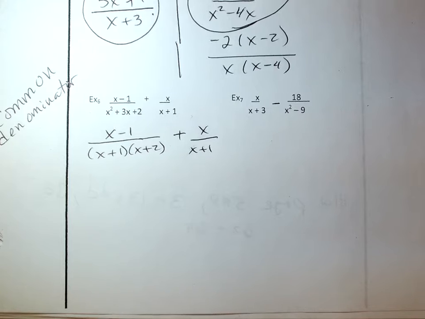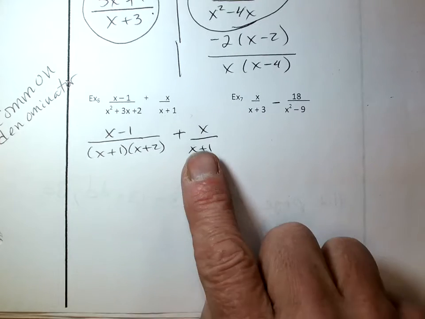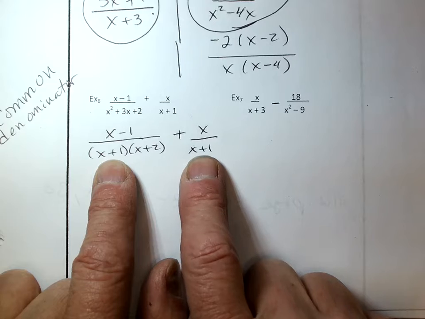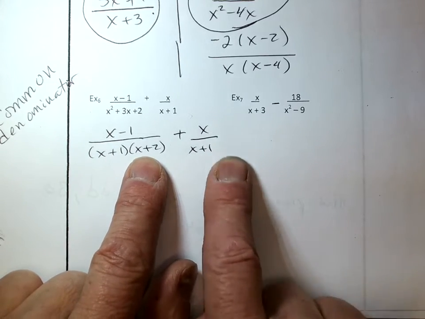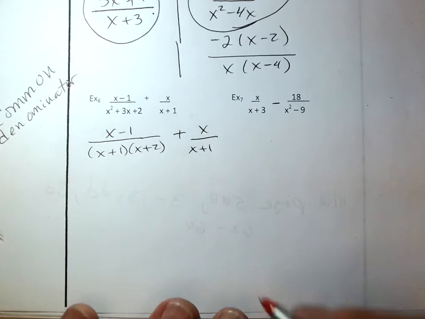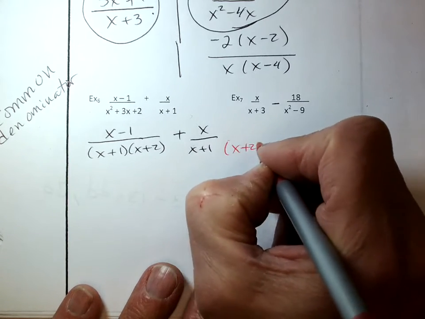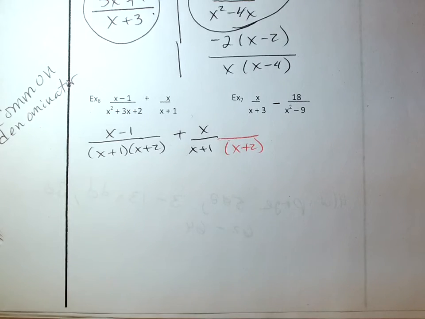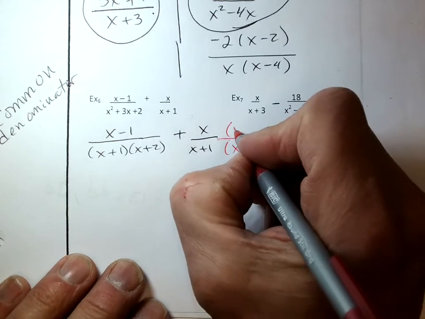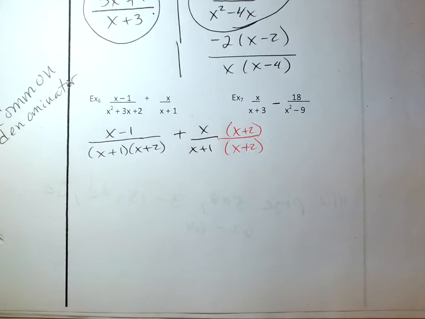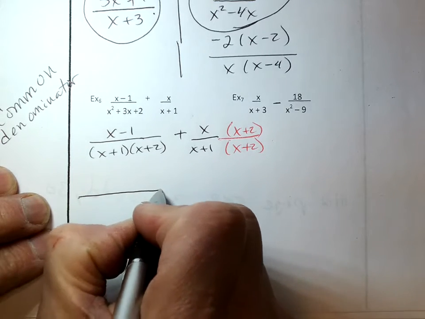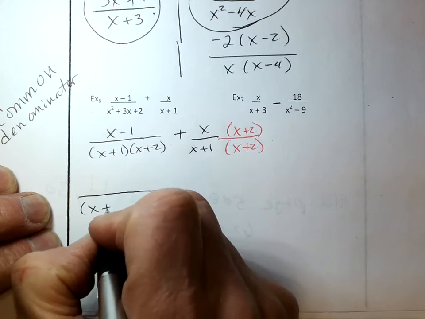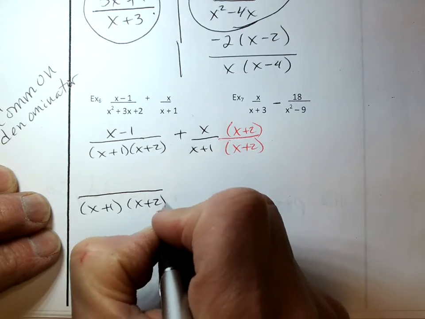Now, same thing on the common denominator. We want them to be the same. They both have an x plus 1, but this one has an x plus 2. So to make them the same, let's give this the x plus 2 so they'll have the same thing. I'm going to give it an x plus 2, but you have to do it on the top and bottom, like we've always done. It's that property of 1. Now let's see what we got. They have a common denominator. I'm going to write that down, and that's going to be my x plus 1, x plus 2.